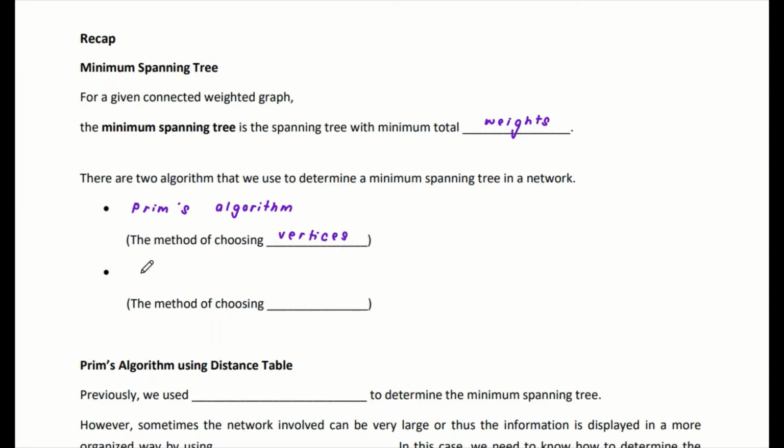And the second one, we also know how to use Kruskal's algorithm. Kruskal's algorithm is much more direct. Everything that you try to do in all the steps is just choosing the edge that gives you the minimum weight. That's why this algorithm is also called the method of choosing the edges. For today's lesson, we'll be looking at the distance table, and how we can apply Prim's algorithm in a distance table.